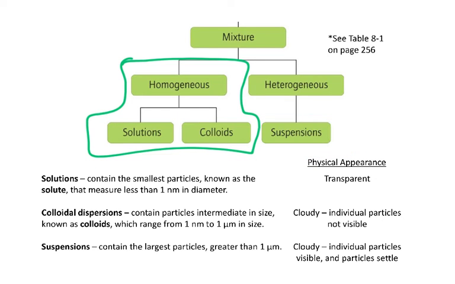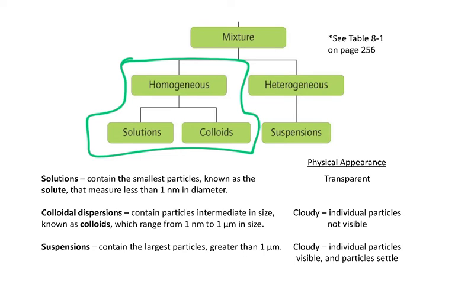So the smallest particles, or the minor component of the mixture, the one that there's less of, are called solutions. So if the components are less than a nanometer, it's called a solution, and the minor component, the one there's less of, is called the solute. And this would be just a transparent solution, right? You wouldn't be able to see the particles, they're so small.